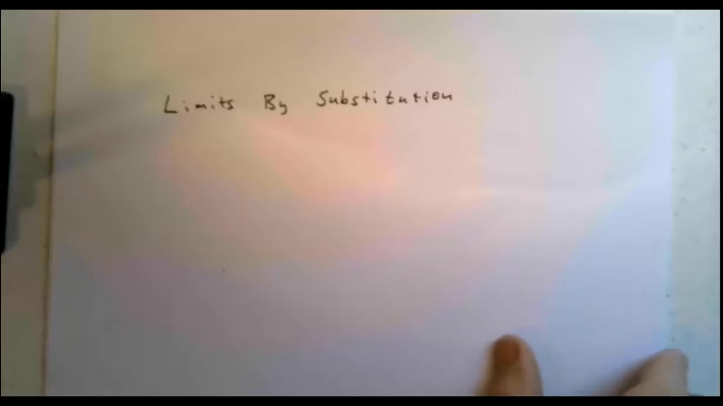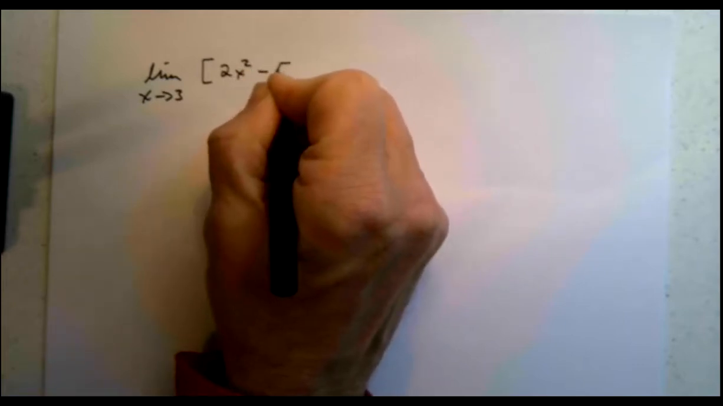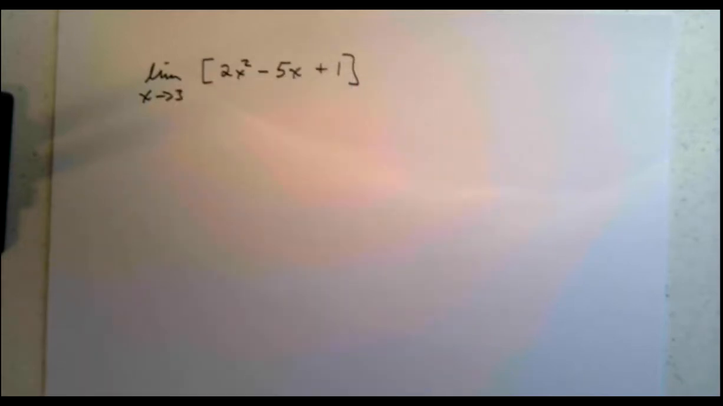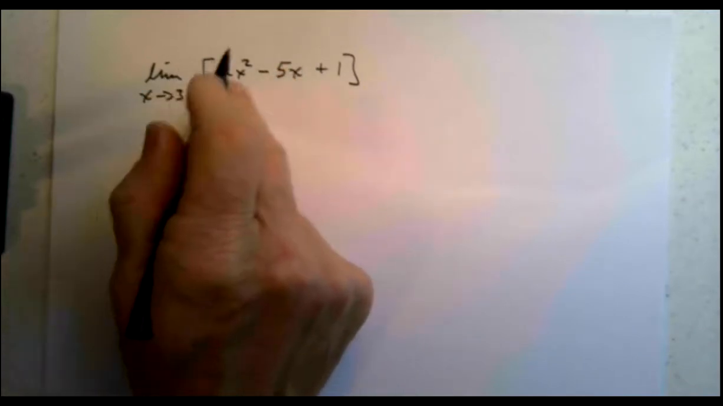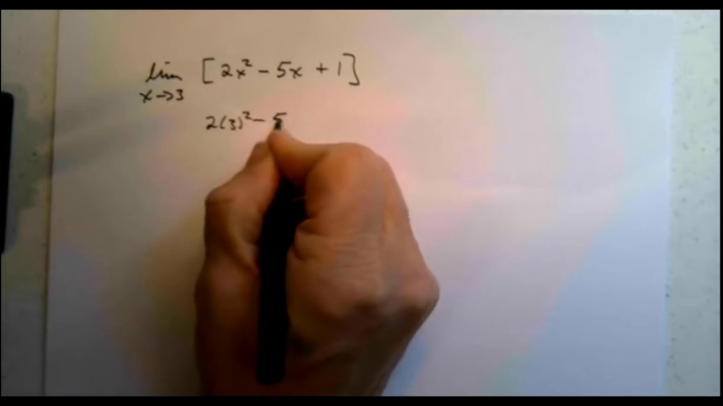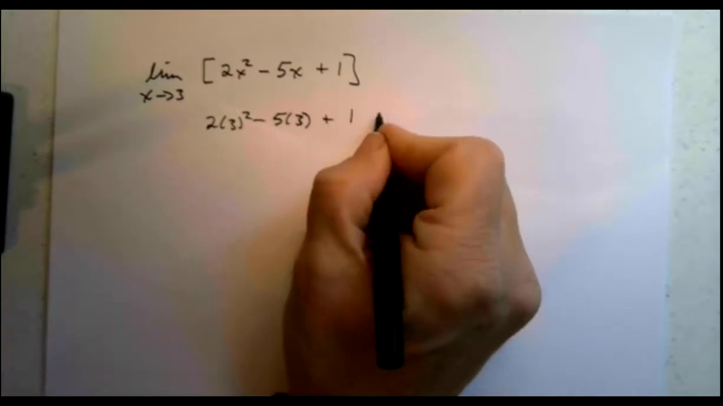So this lesson is evaluating limits by using substitution. If I want something like the limit as x approaches 3 of 2x squared minus 5x plus 1, I recognize that is a polynomial, and one of our rules of limits tells us we can evaluate the limit of a polynomial just by plugging in the number. And the fact is that rule extends to any continuous function. All polynomials are continuous functions.